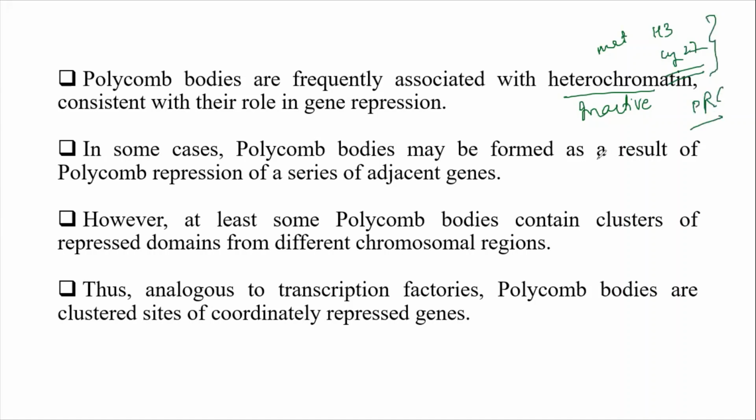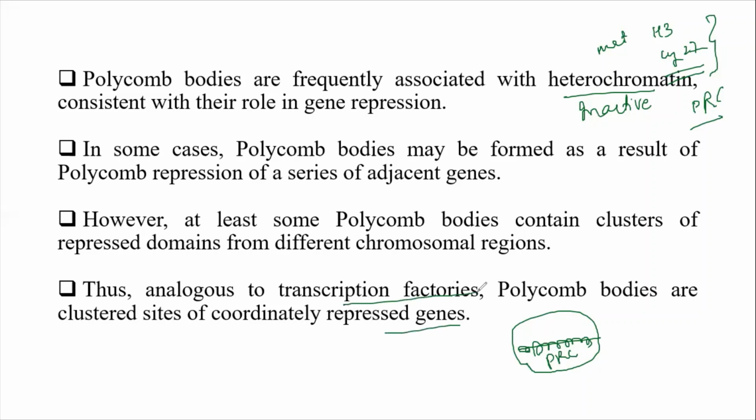Okay. Now, in some cases, polycomb bodies may be formed as a result of the repression of a series of adjacent genes. Meaning, if a gene is here, then a polycomb body will be present there. It means there are PRC present along those nucleosomes. So that becomes a polycomb body. So they are the repressed regions of your chromosomes. However, at least some polycomb bodies contain clusters of these repressed domains from different chromosomal regions also. Analogous to transcription factories, they are the clusters of coordinately repressed genes.